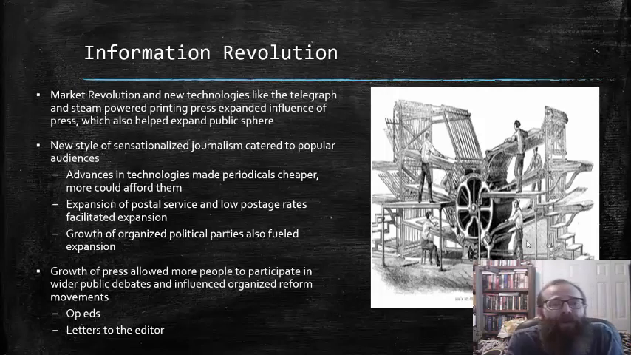This growth of the press allowed more people to participate in wider public debates and influence organized reform movements. People would engage with each other in op-ed pieces and letters to the editors and actually have social and political conversations back and forth through those mediums, in many ways much like we do today with Facebook and Twitter and Instagram. Of course, back then at a much slower pace, but of a similar purpose and with a similar effect on society.